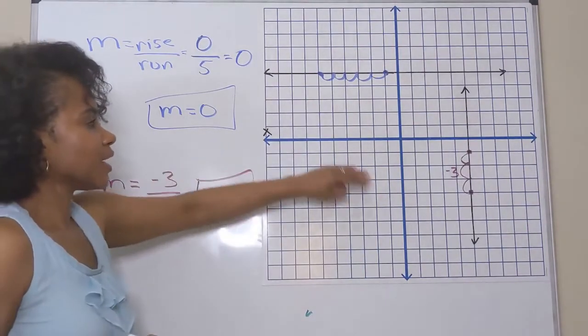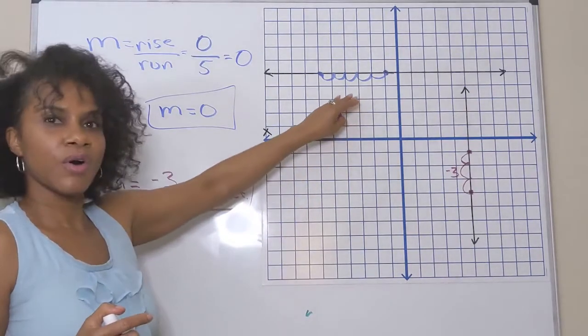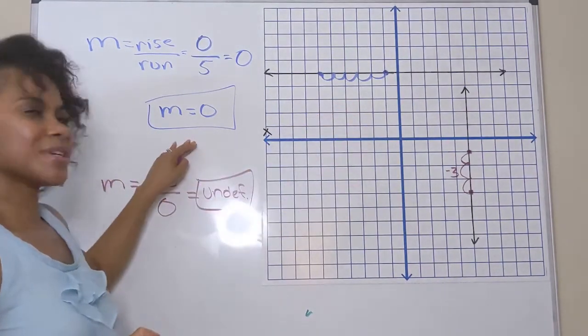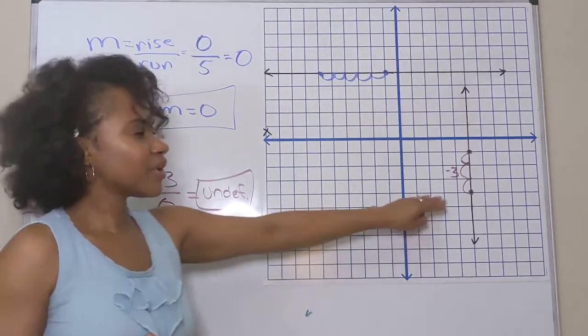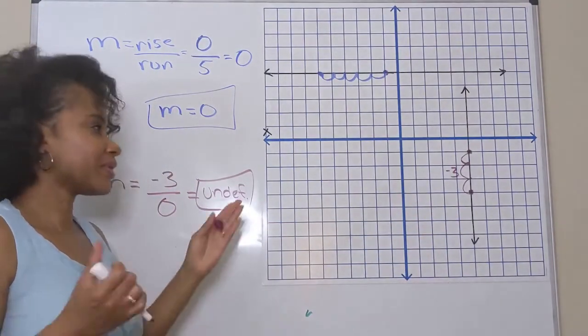So these are 2 special cases. So without even, again, doing the work, you know that if it's a horizontal line, the slope is going to always be 0. If it's a vertical line, the slope is going to always be undefined, or there is no slope.